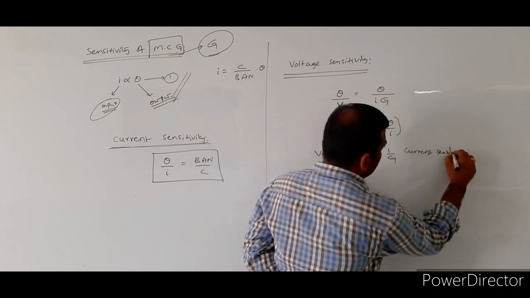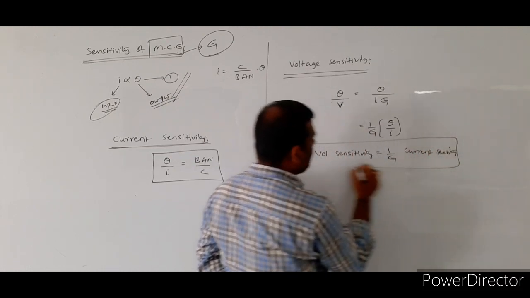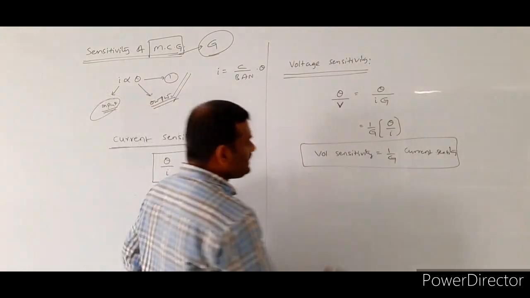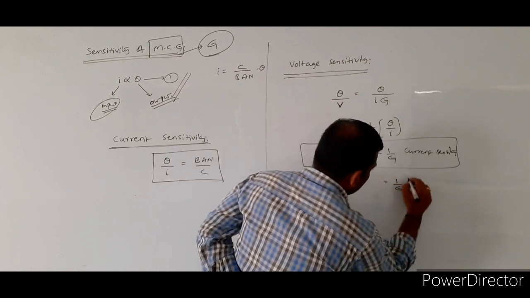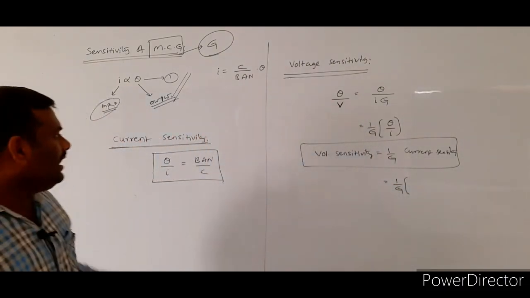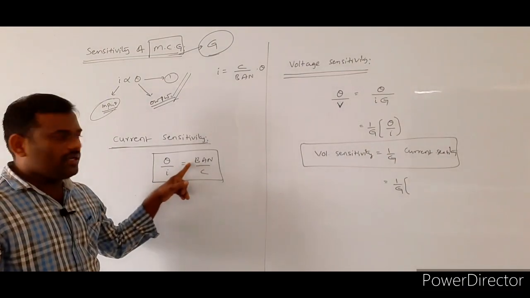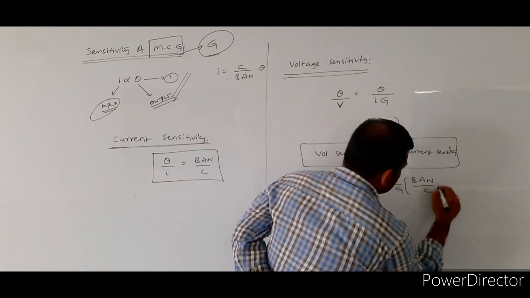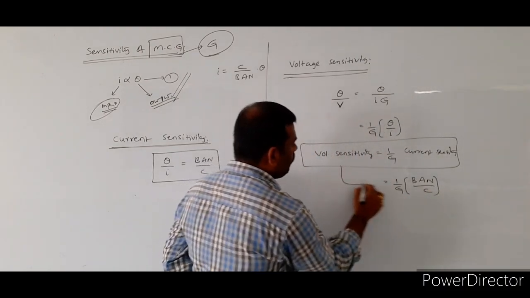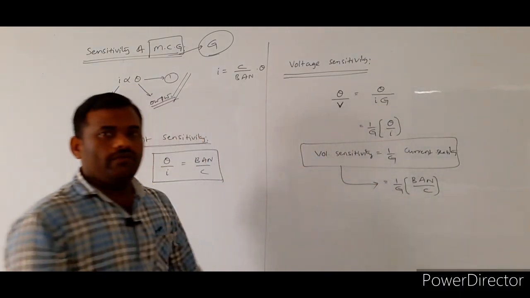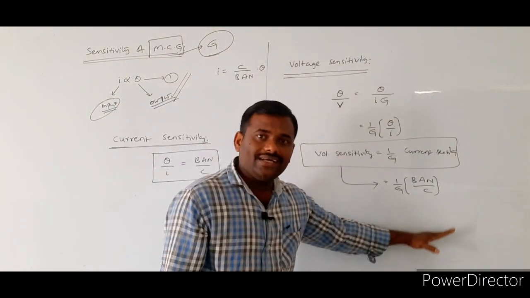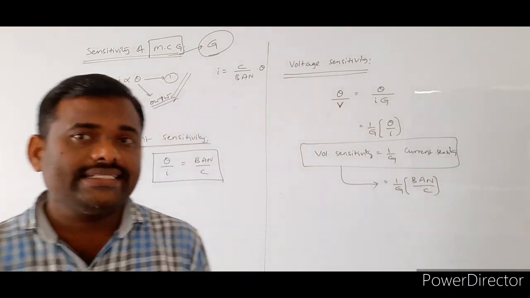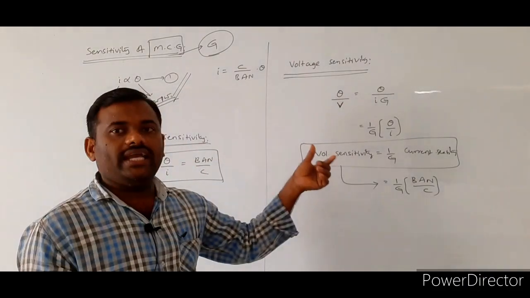This is one more relation between voltage sensitivity as well as current sensitivity. So voltage sensitivity is equal to 1 by G into current sensitivity, which is BAN by C. So the voltage sensitivity formula is equal to 1 by G into BAN by C. So this is about sensitivity of the galvanometer, current sensitivity as well as voltage sensitivity.